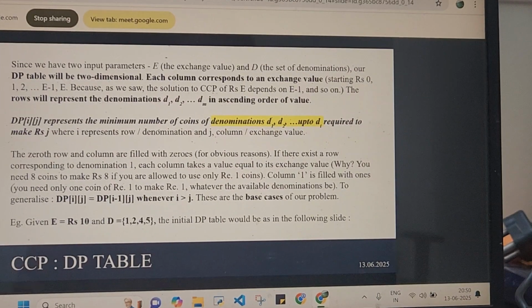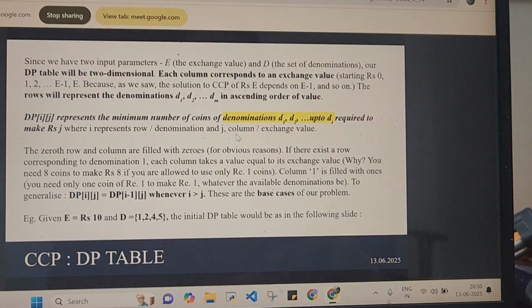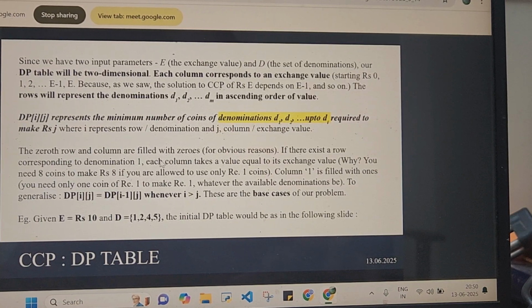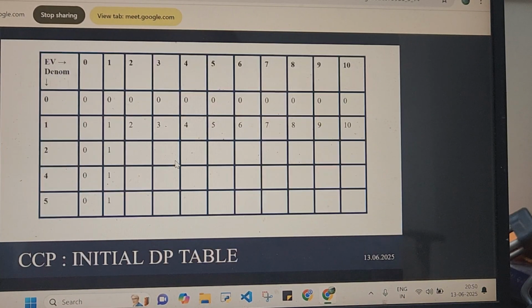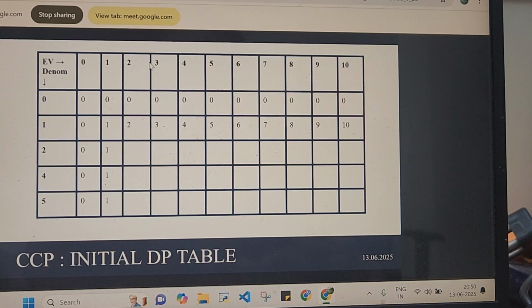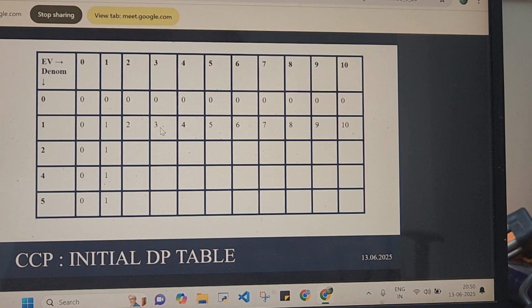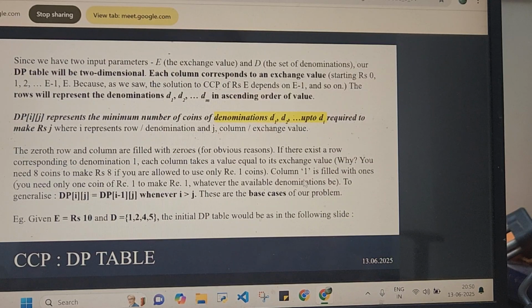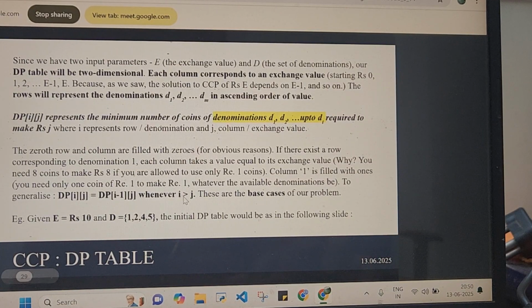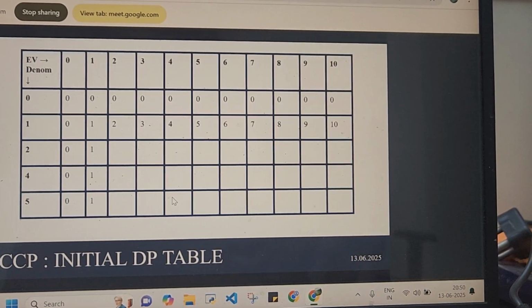But yeah, and that is exactly what this paragraph here talks about. Zeroth row and column are filled with zeros for obvious reasons. If you have a row corresponding with denomination 1, then each column takes the value equal to the exchange value. So this column takes a 1, this column takes a 3, and so on, for reasons which I just explained now. And generally, dp of I of j is equal to dp of I minus 1 of j whenever I greater than j. So I'll explain this line. This is an important base case to understand.